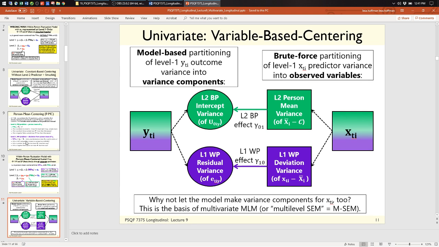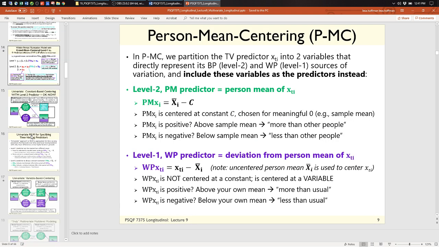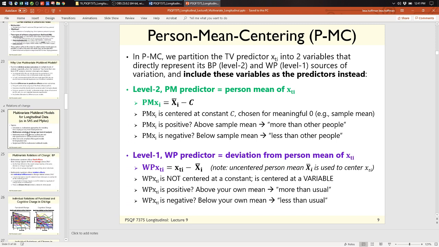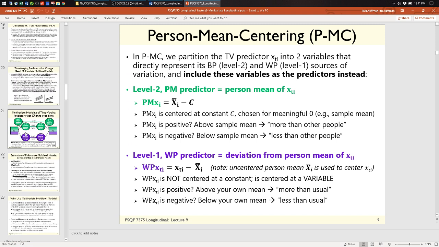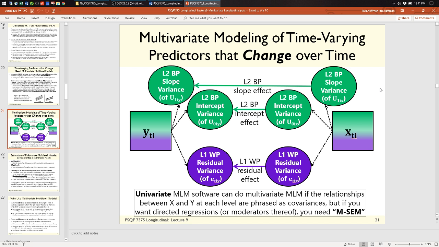So that's where we get to the idea of a multivariate model. Let me skip ahead and show you one of those. Actually, before I go there, I'm going to stop here and remind you that, as we talked about last time, if your time-varying predictor also has individual differences in change over time, this is slide 21, it has to be done multivariate. So we're treating X and Y in the same way.